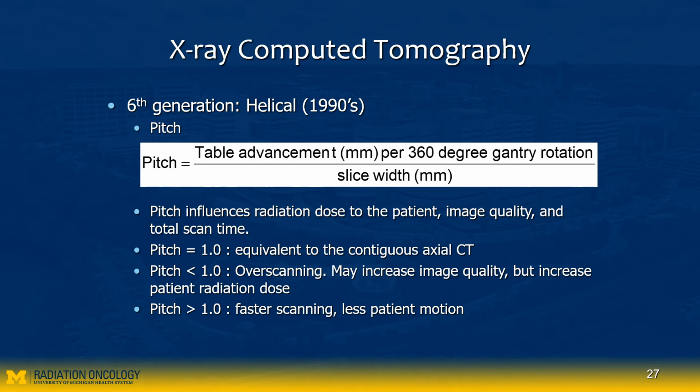When pitch is 1, that means it is equivalent to the continuous acquisition of the axial CT. But if pitch is bigger than 1, that means it can acquire a faster scan, and also there can be less patient motion, but there is a chance that the image can be blurry. Okay, and when pitch is less than 1, that means we are intentionally over scanning, such as 4D CT.